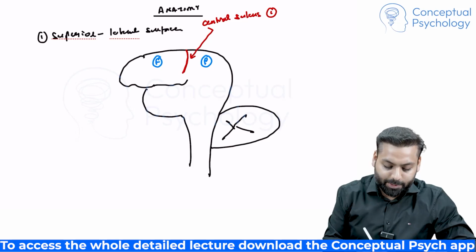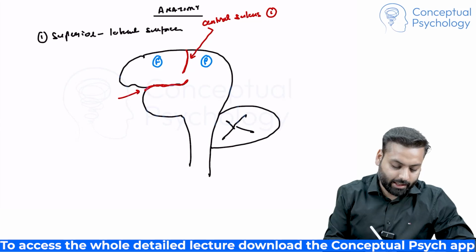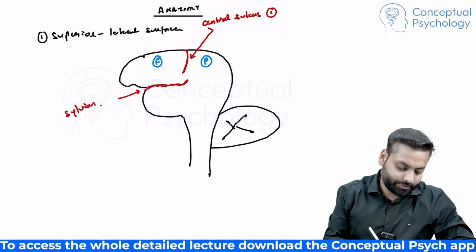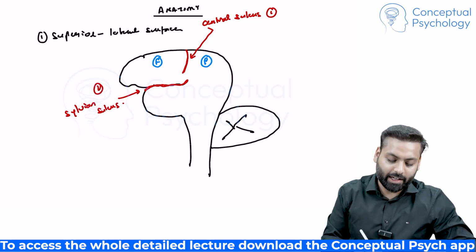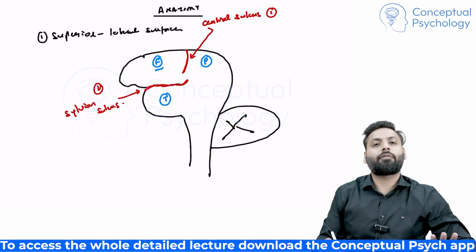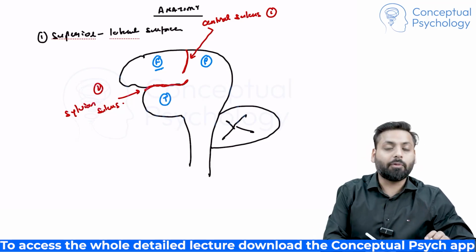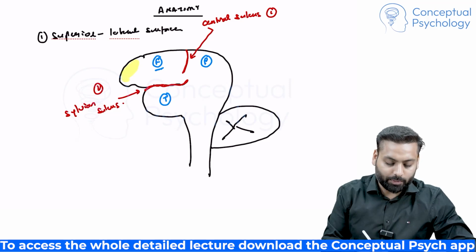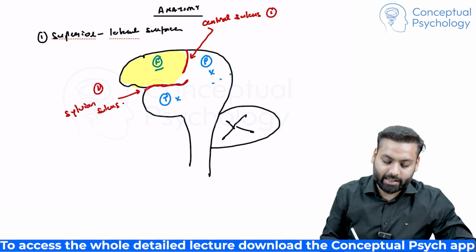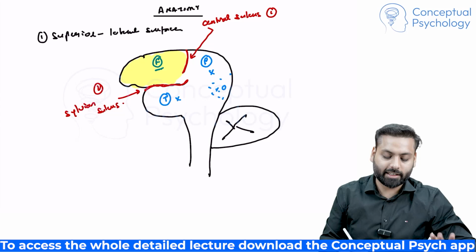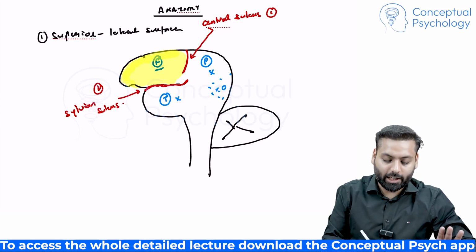And then there is another deep sulcus, which is the Sylvian sulcus. And the Sylvian sulcus divides what and what? It divides the frontal lobe from the temporal lobe. What we are studying now is the frontal lobe. This area which I am highlighting, we are discussing only this area. We are not discussing this, neither will we be discussing the occipital area at this moment. The highlighted area, the frontal lobe, is what we are discussing.